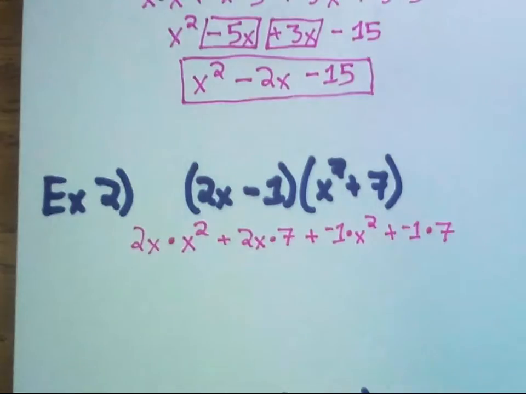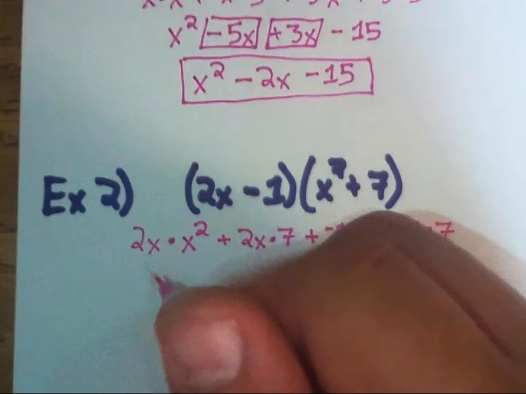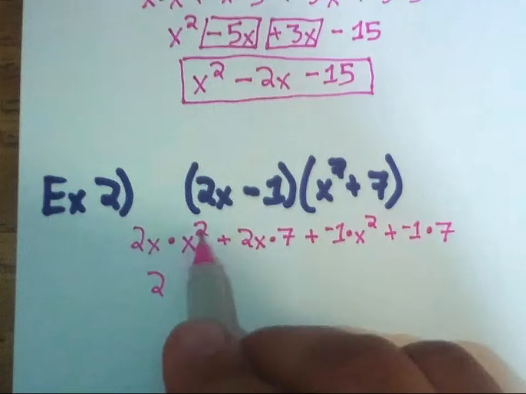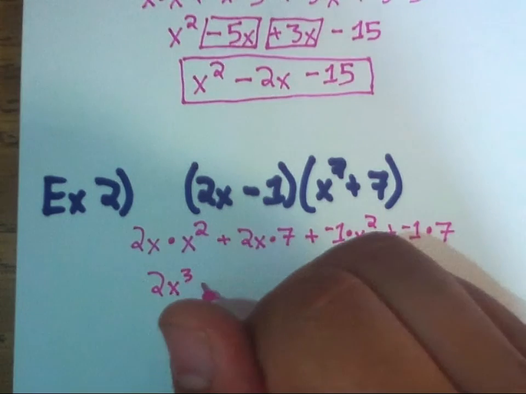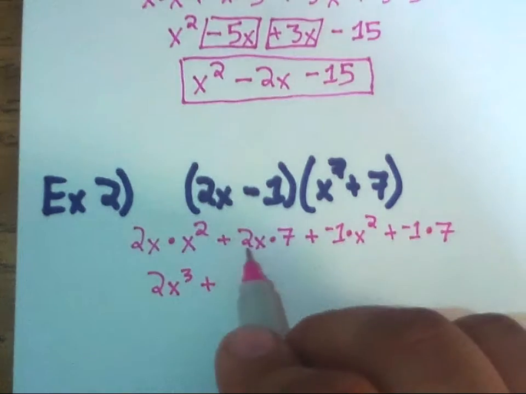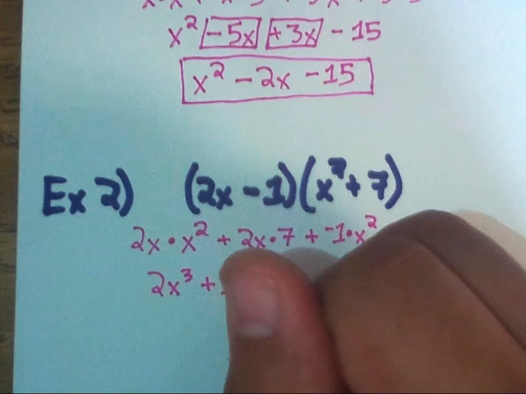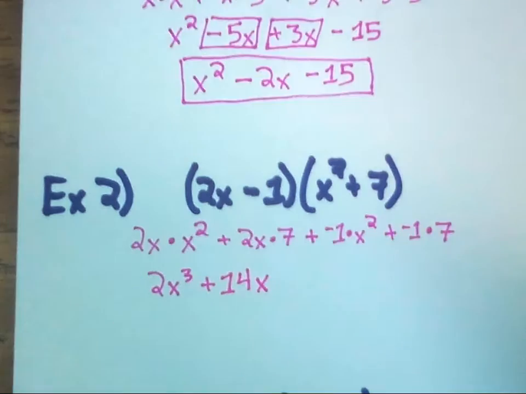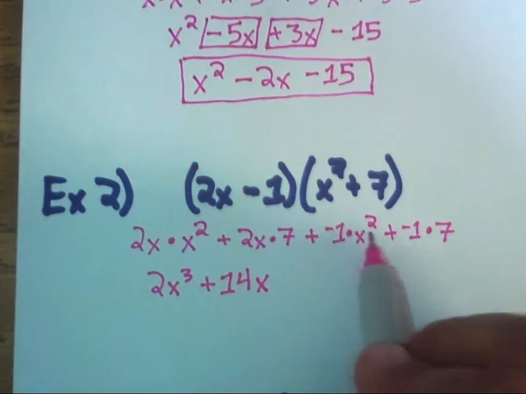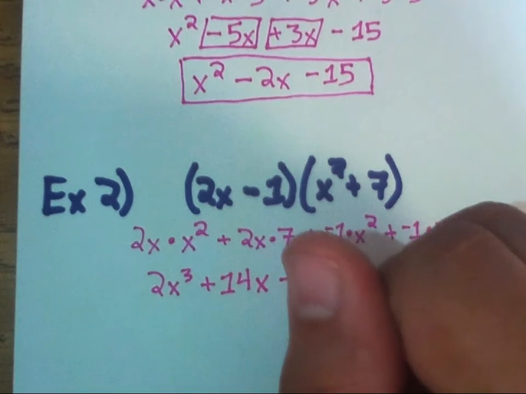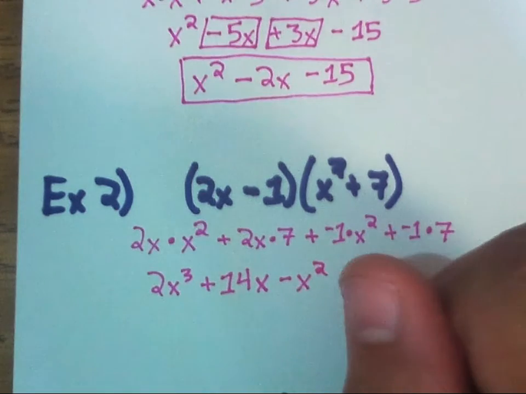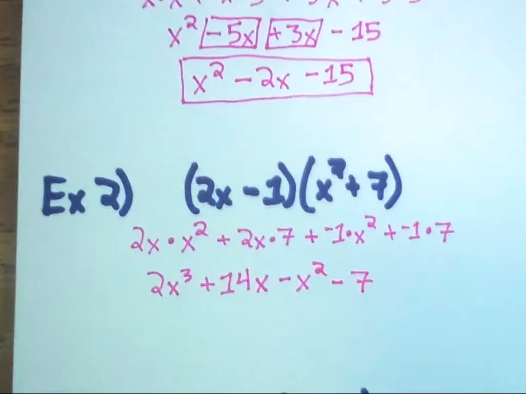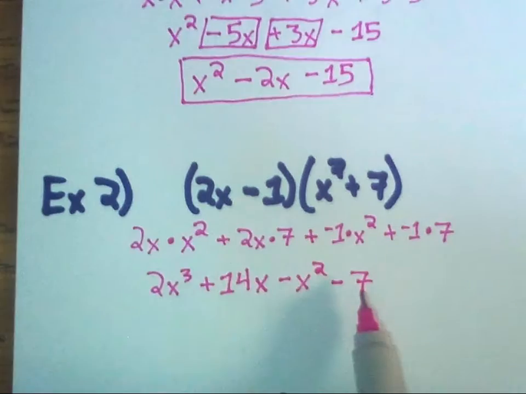Then we clean up what we can. 2 will just be in front here, and x times x squared, that's x cubed. Plus 2 times 7 is 14, and the x just comes along. Then we have negative 1 times x squared, so that becomes minus x squared. And then negative 1 times 7 would be minus 7. We can look to see if there's anything to clean up, but not really.